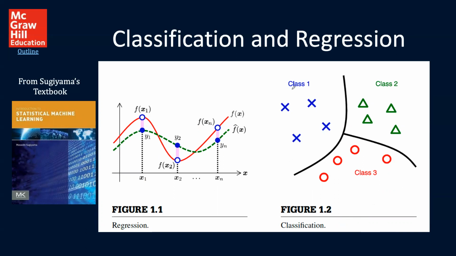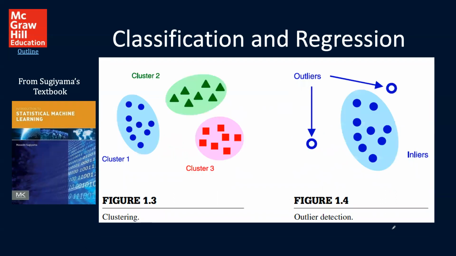And so here we have three different types of classes, class one, class two, and class three. And we're trying to separate those out. That is a very useful thing. Here is an example of clusters. And so instead of just having a division between them, you can see that by the nature of the data, they cluster together. And at times you'll have these types of outliers that will show up.